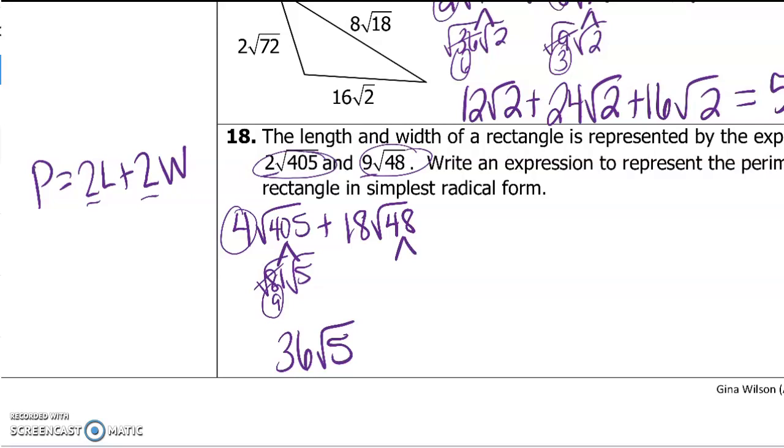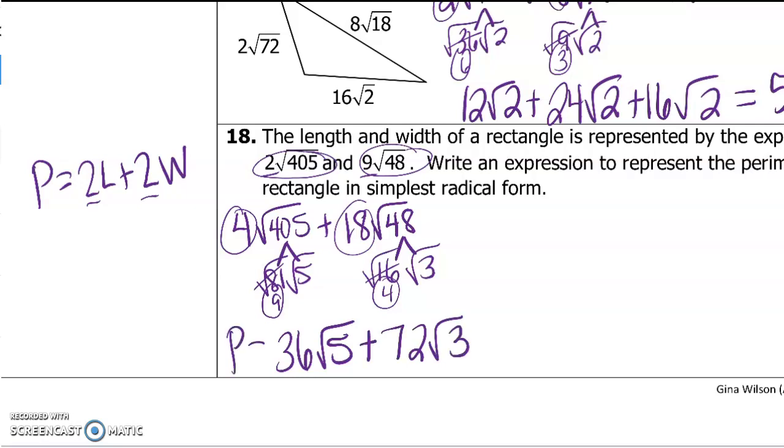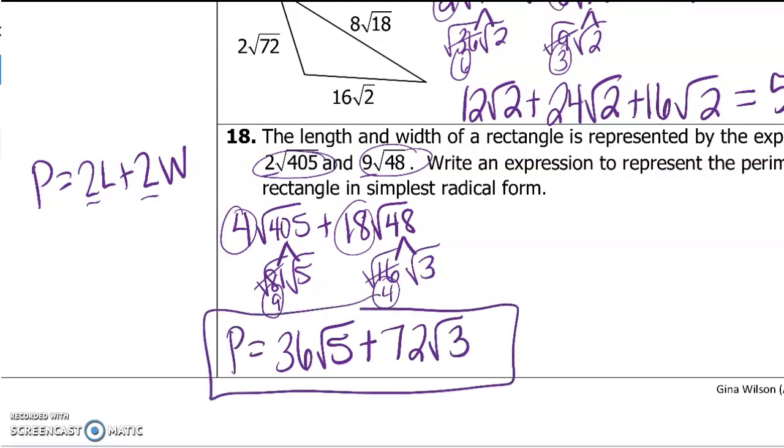48 gets broken into 16 times 3. Square root. Square root of 16 is 4. So I have to do 18 times 4, which gives me 72 square root of 3, and bring that plus sign down. So that is the answer for your perimeter. You can't put those two together because they have different square roots.